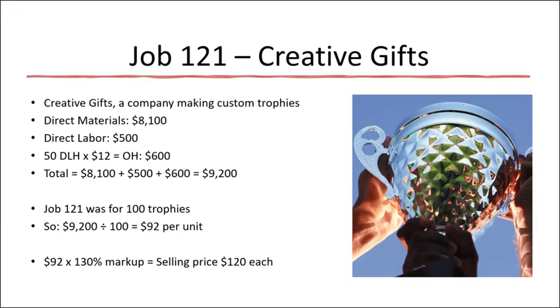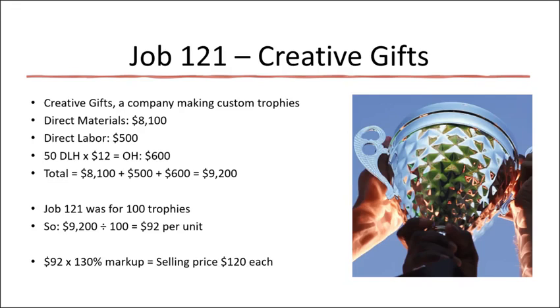Okay, the 50 direct labor hours times that $12 pour rate equals the 600. Now just add them up. Total job cost, 8,100 plus 500 plus 600, or 9,200. What's the cost per trophy? Well, 9,200 divided by the 100 trophies, $92 per unit.